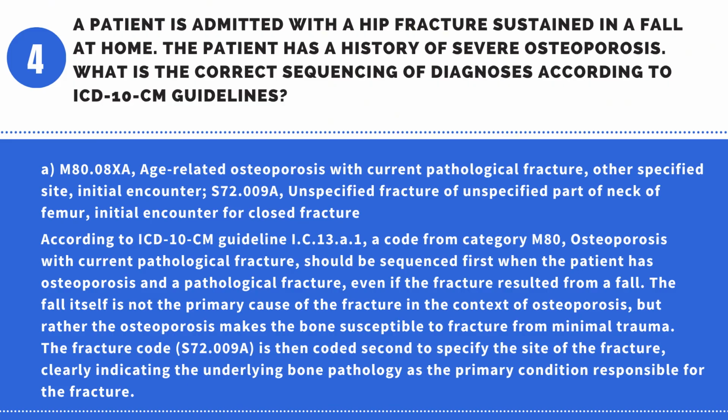The fall itself is not the primary cause of the fracture in the context of osteoporosis, but rather the osteoporosis makes the bone susceptible to fracture from minimal trauma. The fracture code, S72.009A, is then coded second to specify the site of the fracture, clearly indicating the underlying bone pathology as the primary condition responsible for the fracture.